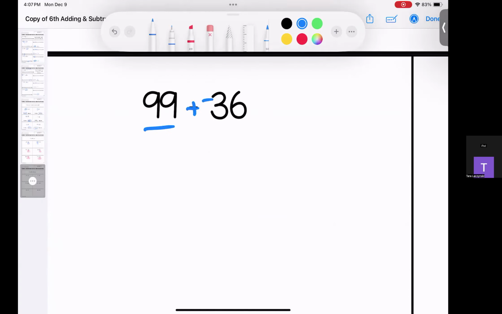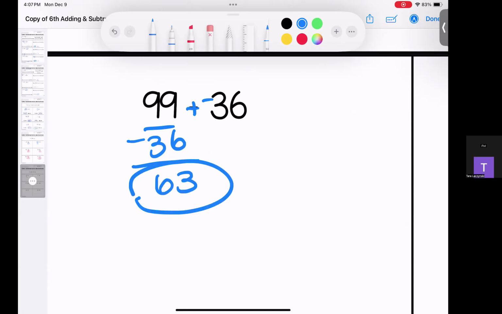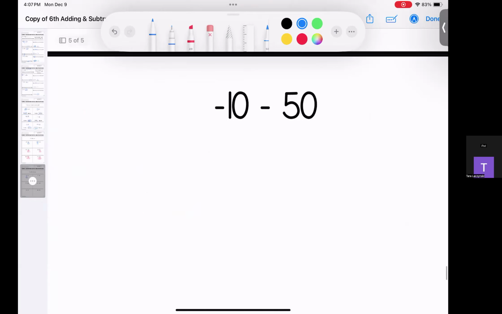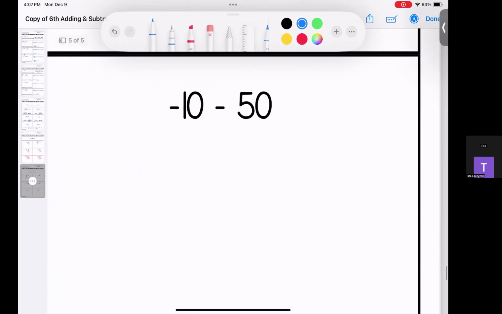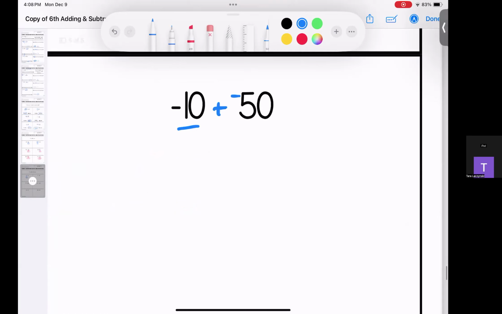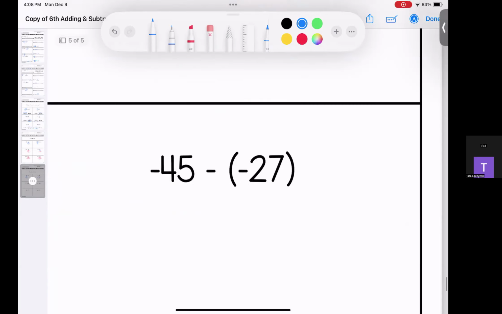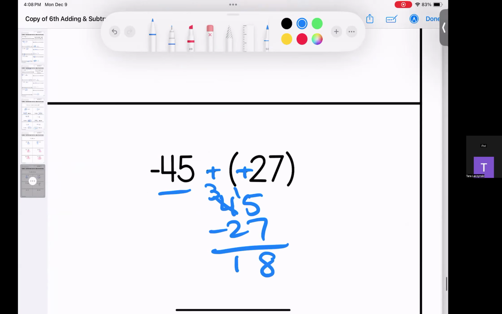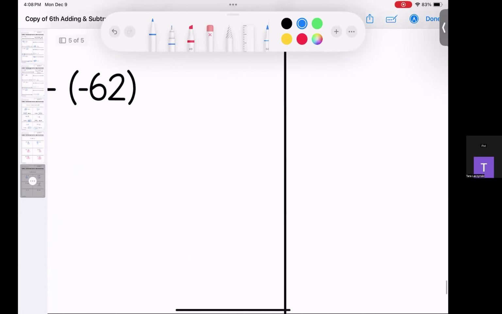Keep, change, change. We're going to subtract. 9 minus 6 is 3. 9 minus 3 is 6. Keep it positive, bigger number. Keep, whoop, keep, change, change. Same sign. Growing in their negativity. Keep, change, change. Different sign, difference. We're going to borrow, not steal. That 18 is negative because the bigger number is negative.